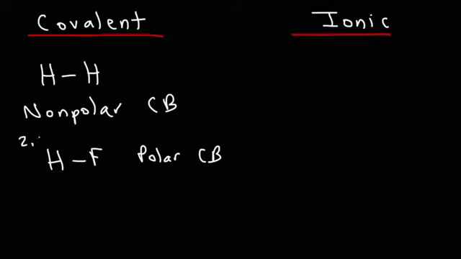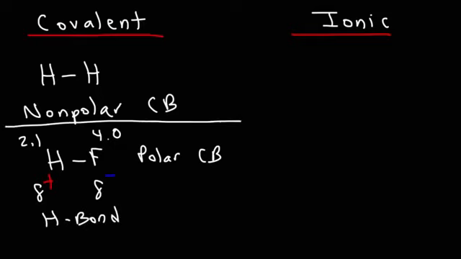Hydrogen has an electronegativity of 2.1. Fluorine has a value of 4.0. So hydrogen is going to be partially positive. Fluorine will be partially negative. And this is a special type of polar covalent bond. That's a hydrogen bond. So those are two examples of covalent bonds.